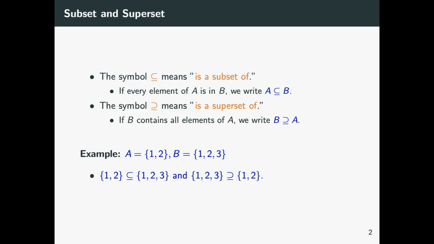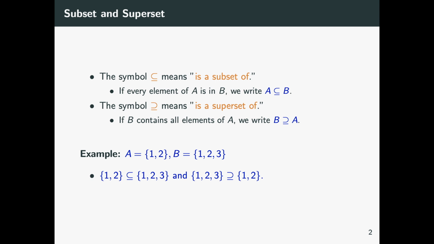First, let's discuss the idea of a subset and a superset. When you see the symbol that resembles an underlined C and is spoken as "is a subset of," it means that every element in the first set is also an element of the second set. For example, if one set contains the elements 1 and 2, and another set contains the elements 1, 2, and 3, we say that the smaller set is a subset of the larger set.